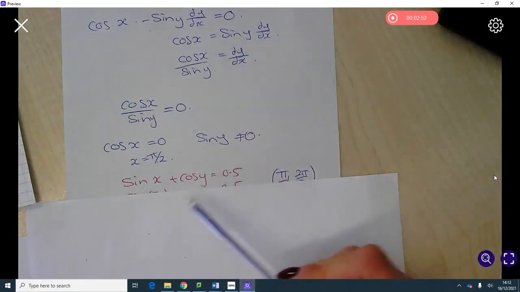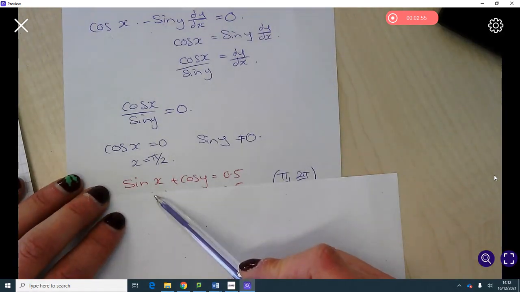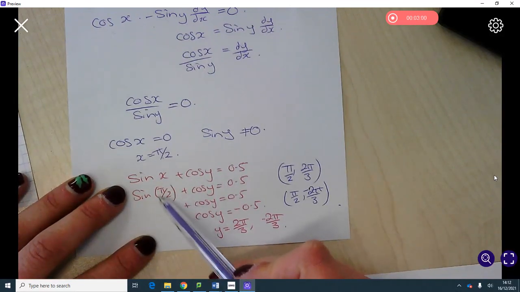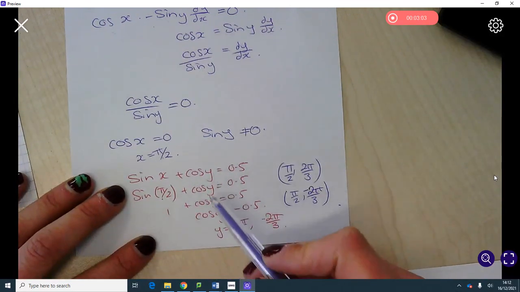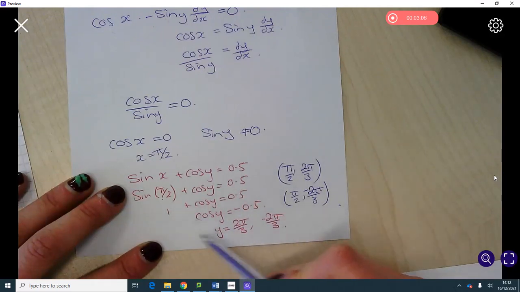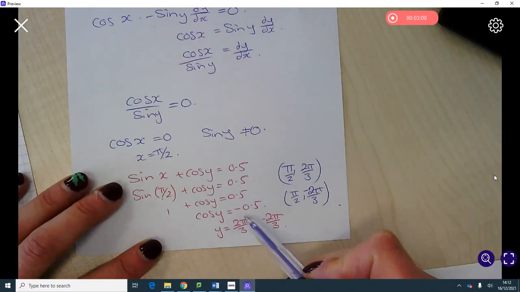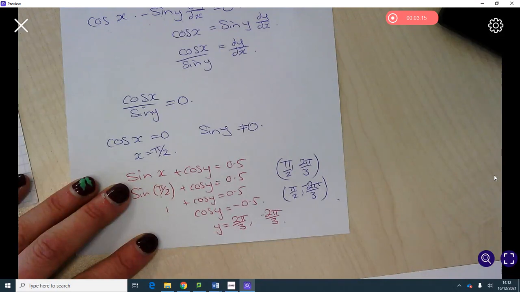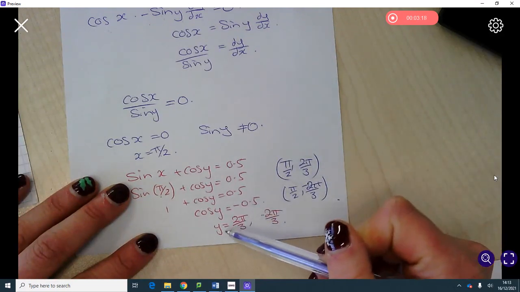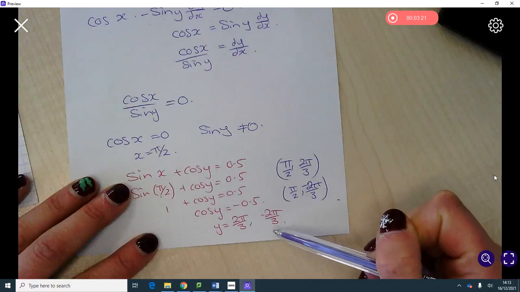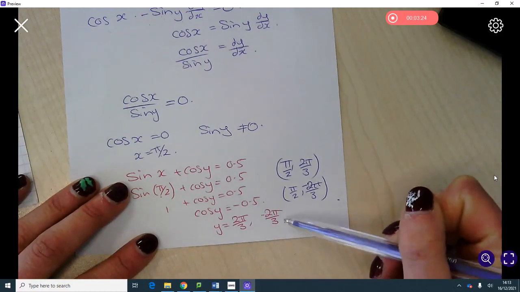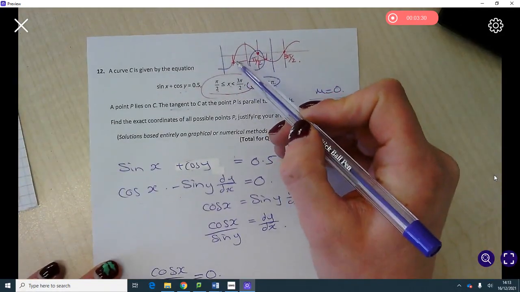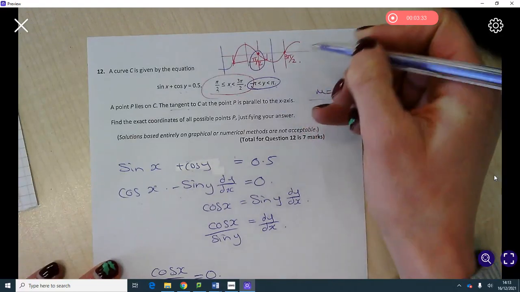We now need to substitute this value of x back into the original function to find the corresponding y coordinates. So I've substituted sine of pi over 2, so x, that's equal to 1, add cos y is 0.5. Subtract the 1 from both sides to get cos y is negative 0.5. And then to solve that equation, you can pop it in your calculator, use your exact value triangles. That will give you one of these two solutions, depending which calculator you put it in. Make sure your calculator is in radians. When you've got one solution, use the symmetries of the graph to find the other solution.